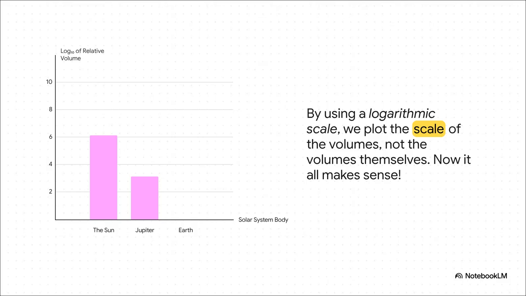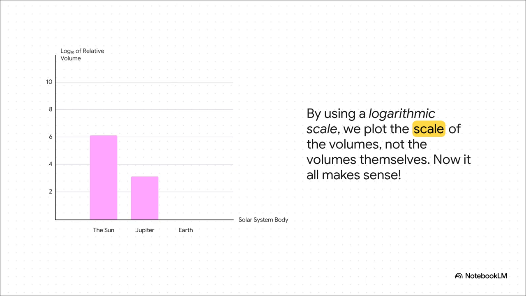And this brings us right back around to where we started. Remember that completely useless chart of the solar system? Well, check it out now. All we've done is change the vertical axis to a logarithmic scale. So instead of going 1, 2, 3, it goes 1, 10, 100, 1,000. Each step is 10 times the last.